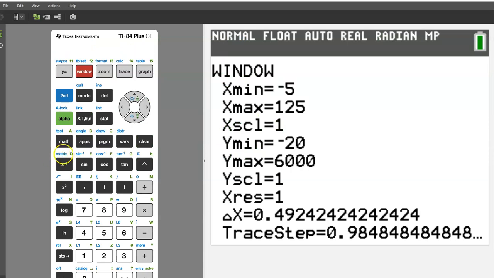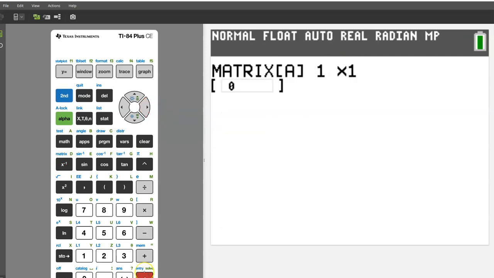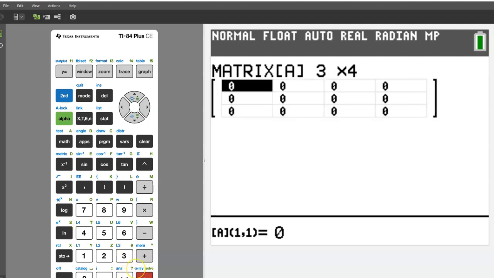If you notice this matrix button right here, it's in blue. We're going to go second, x to the negative 1, to get into matrix. We want to edit, so we're going to arrow over to edit. We're going to press enter on number 1. Remember we said this is a 3 by 4. 3 rows, so 3, enter, by 4 columns, enter. And you see that it does have 3 rows, 4 columns, just like our matrix has.